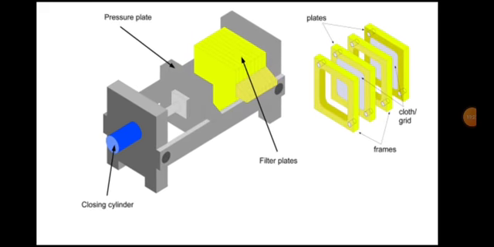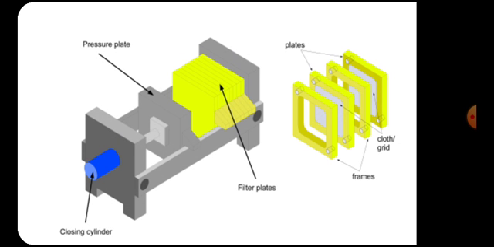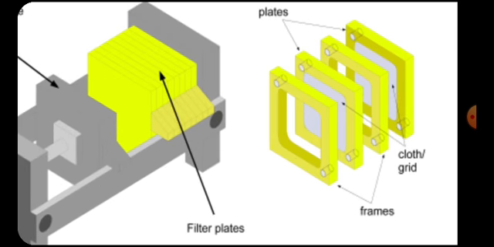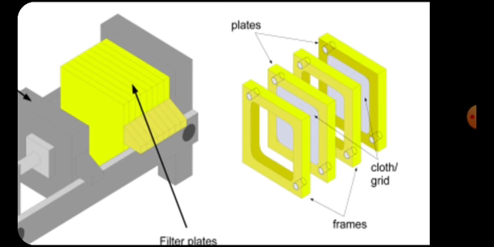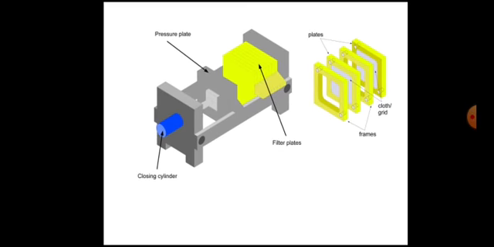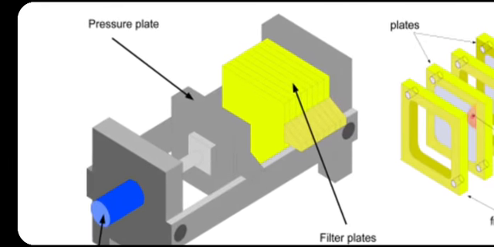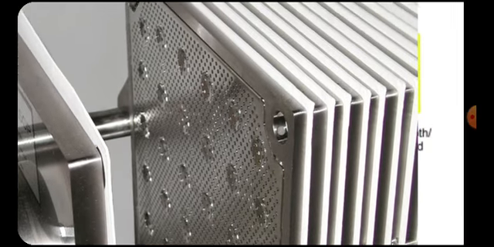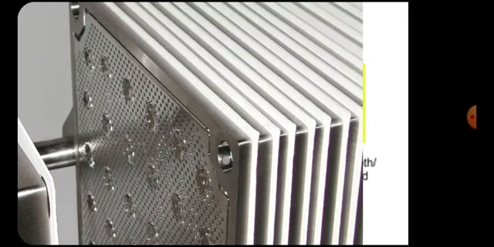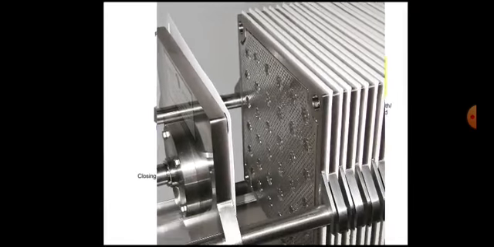This is the diagram. You can see a more sophisticated diagram. The first is a frame, the second one is a plate. The plate is covered with filter cloth, then again there is a frame, and again there is a plate. So this is the plate frame arrangement, and this is the actual device. This is how it actually looks. These are the plates and frames. You can see this white part, that is the filter cloth. It is made of stainless steel.